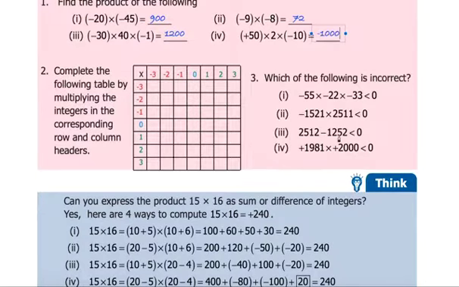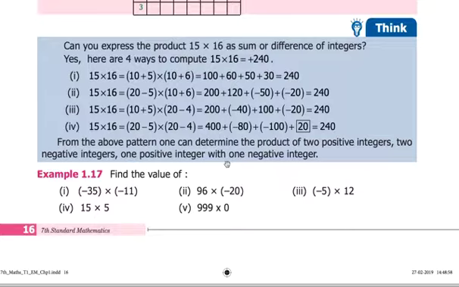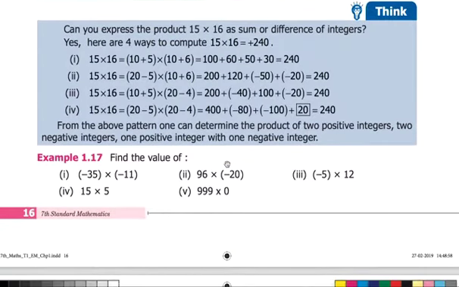What about this? This is incorrect. Okay, and what about here? This is also incorrect. So 3 and 4 are incorrect. Okay, can you express the product 15 into 16 as sum or difference of integers?